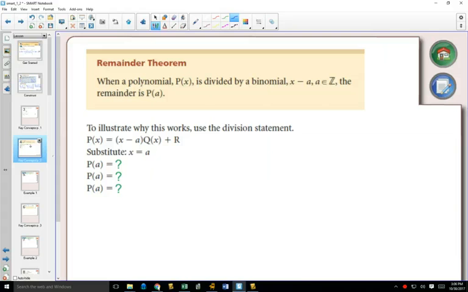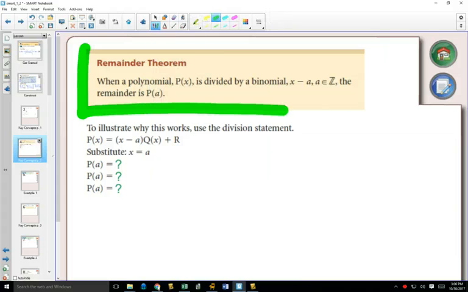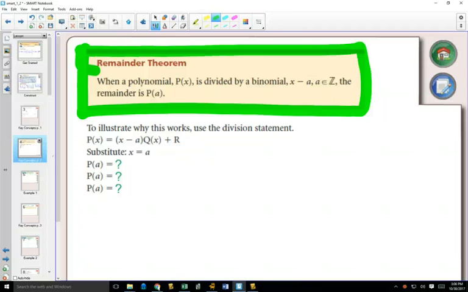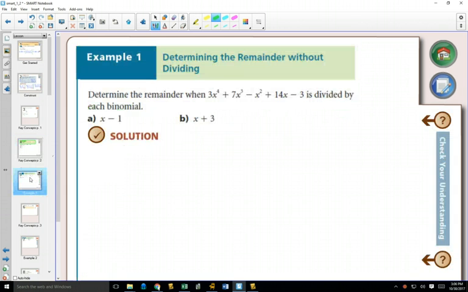So this is on your next page. If you want to highlight it, you can. The remainder theorem: when something is divided by a binomial, if you plug that value into that polynomial, you get the remainder. So what does this look like with our questions?